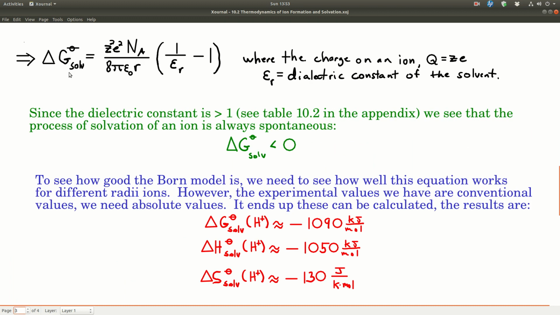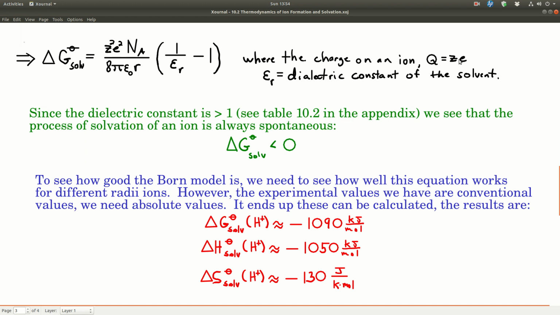So that means that the delta G of solvation is just the difference between these two terms, which we can write this way. This is Born's model right here, guys. Where what we've done is the q squared. Q, we're going to write it as the number of protons times the charge on a proton or an electron. So Z is the number of protons. E is the fundamental charge on an electron, same as a proton.